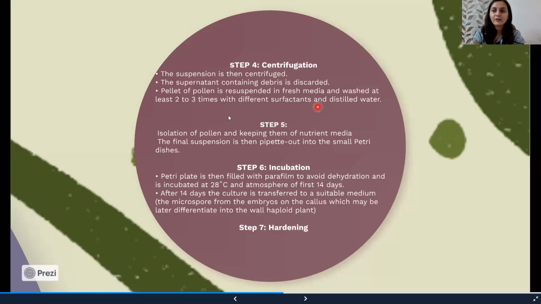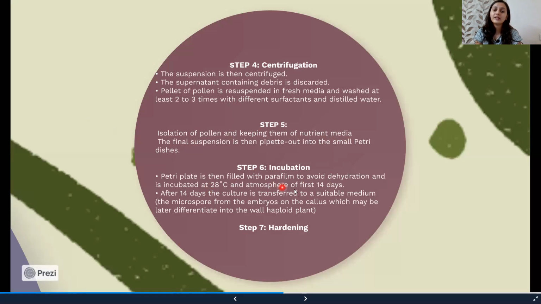Then we do step 5, which is isolation of pollen and keeping them on a nutrient media. Finally, we take the pellet and wash it with distilled water or a different solution. Then we put these pollen grains onto a nutrient media carefully with the help of a pipette. We take the final suspension culture and gently put it onto a petri dish or a test tube.